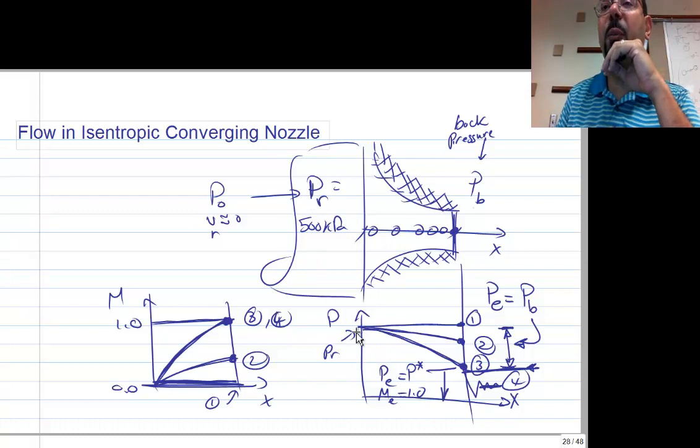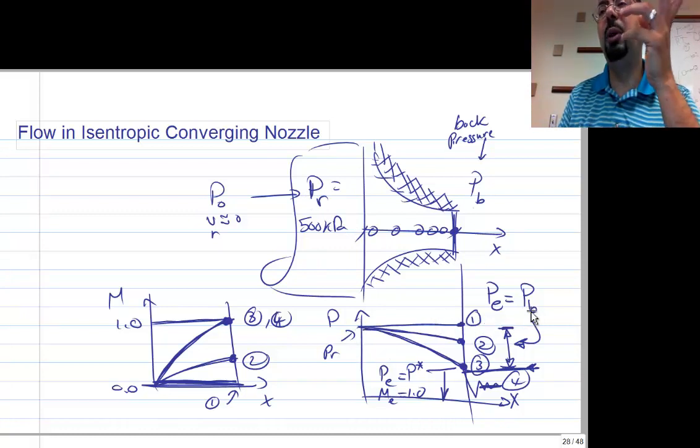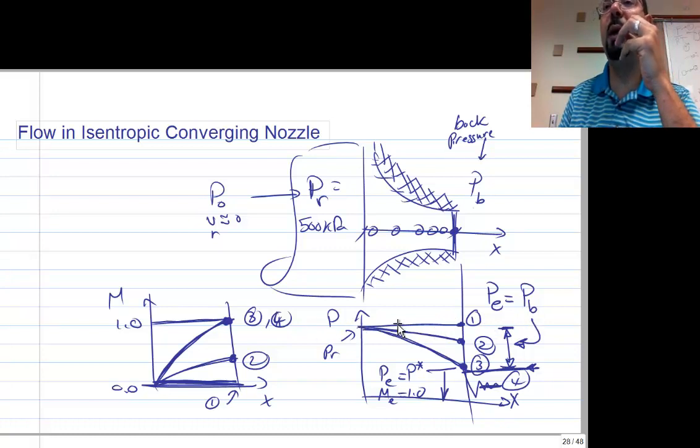So if you have P back equal to P reservoir, what will happen? Nothing will happen. Everywhere the pressure is P_R, the Mach number is 0. That's state number 1. Nothing is happening here. Now let's take the back pressure and lower it a little bit.